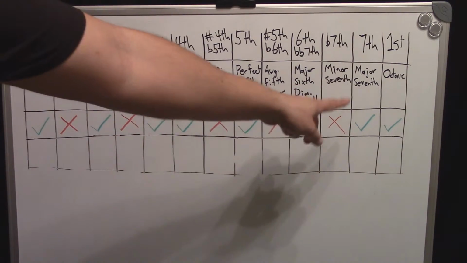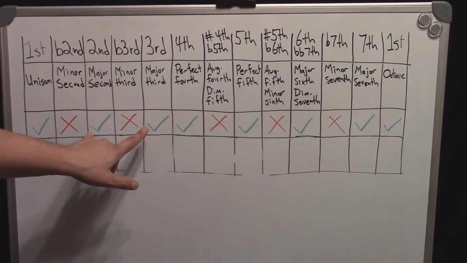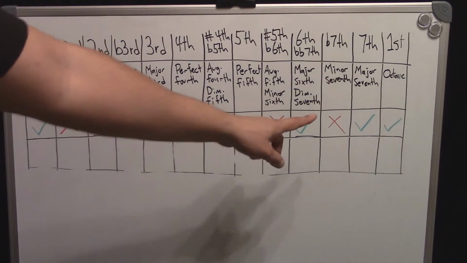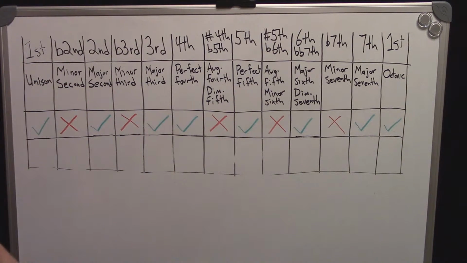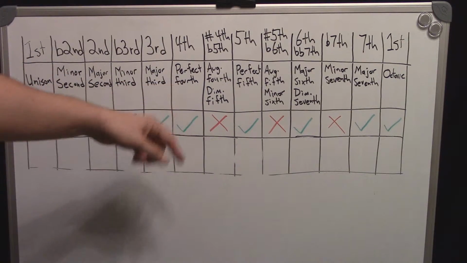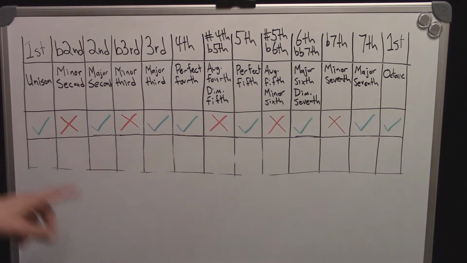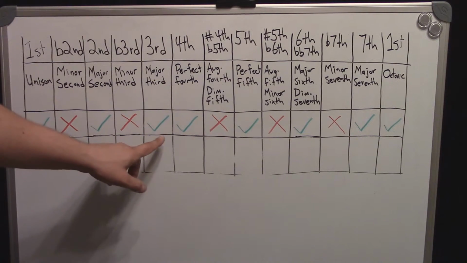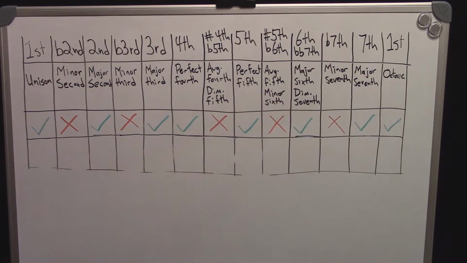If you notice here, the second, third, sixth and seventh are called majors. The fifth and the fourth are never referred to as major or minor. They're referred to as augmented, diminished or perfect. So this pattern right here is the major scale. It goes whole step, half step, whole step, whole step, whole step, half step. And that's how you come up with the major scale.